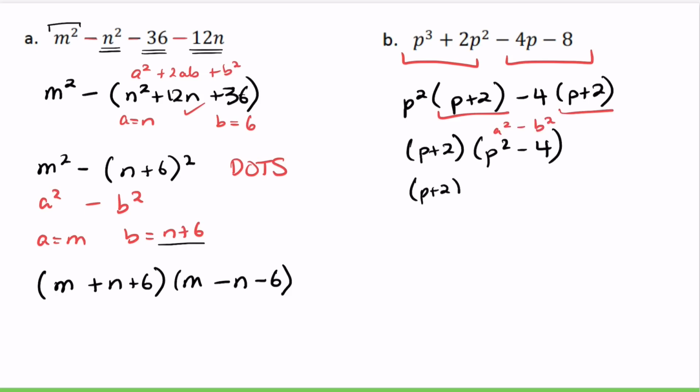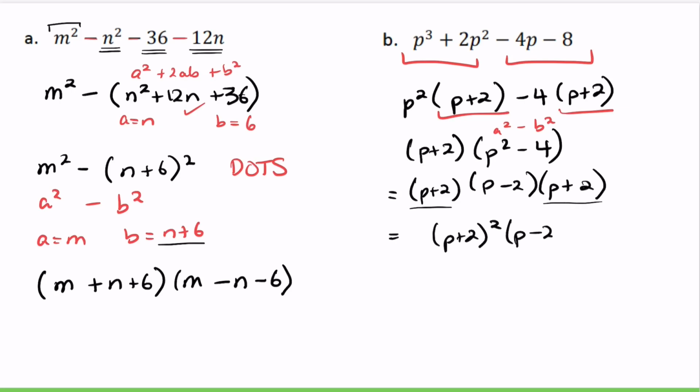So in this case, our a is p and b is 2, sorry. So that'll be p minus 2 and p plus 2. I can write this a little bit neater because I can see that there are 2 terms of p plus 2. So I can just write that as p plus 2 all squared and p minus 2.